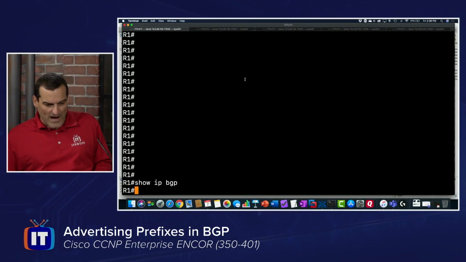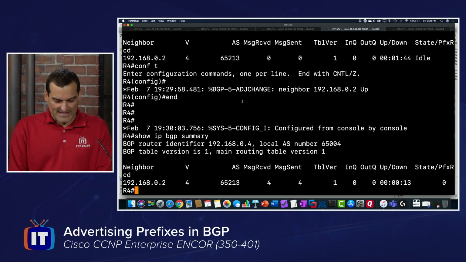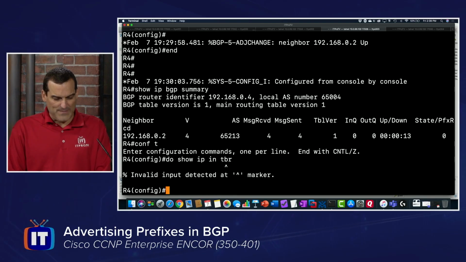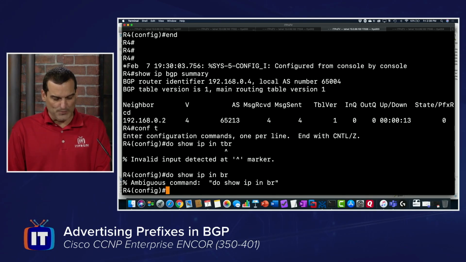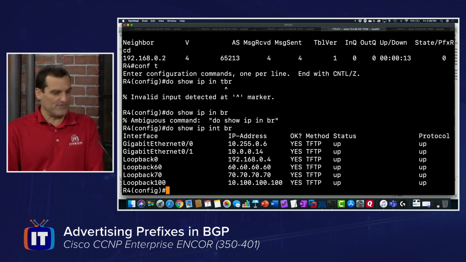Now, if we go out to, let's say, the R4 device, let's do show ip interface brief. I bet you I've got some loopbacks. I do. Look at this. We've got loopback 70. Let's advertise that.